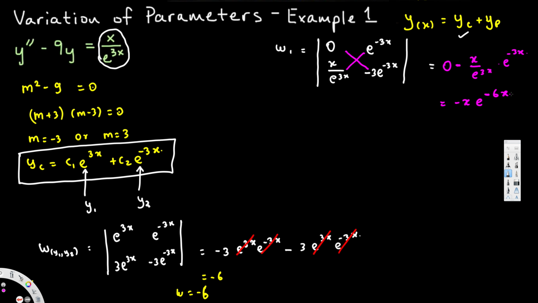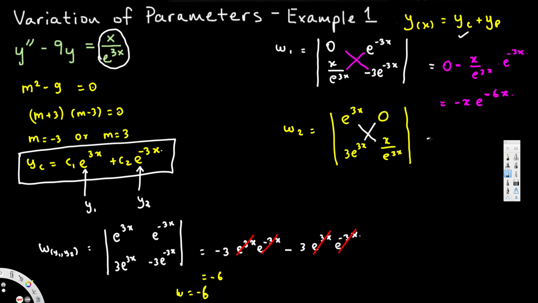Okay, now after we find out the W1, we have to find W2. Same approach, but here instead of putting 0 in the first column, we go to the second column and put 0, and we put the g of x in the second column, x over e power 3x. We keep the first column as it is, e power 3x over 3 e power 3x. And now we have to find the determinant. Again, that's just a cross.